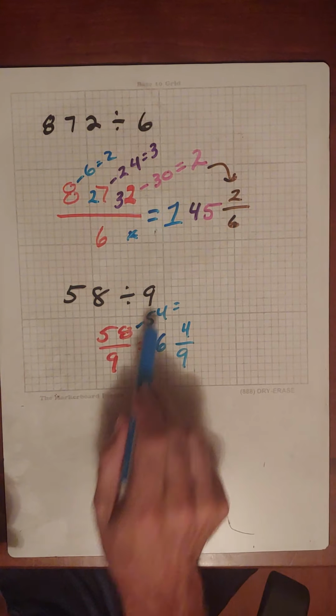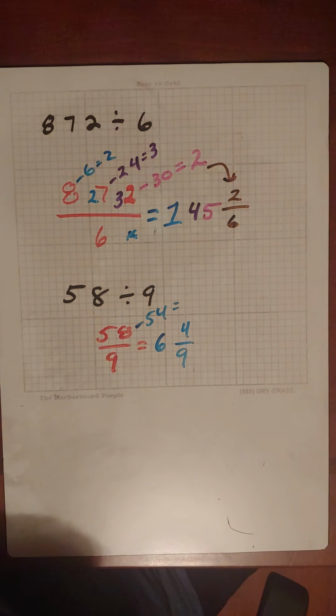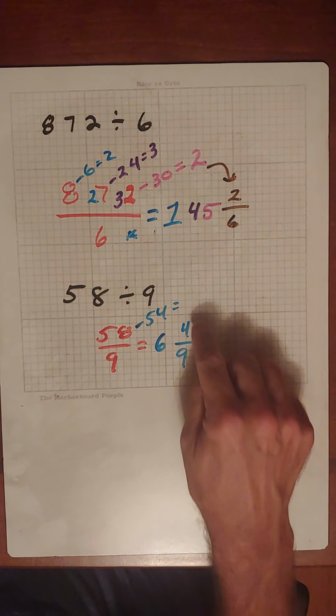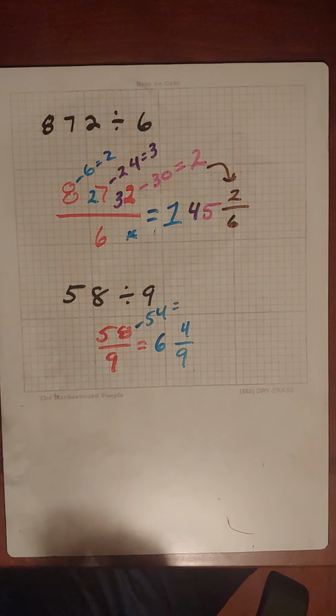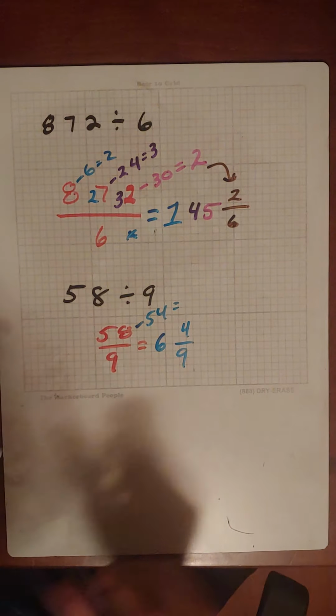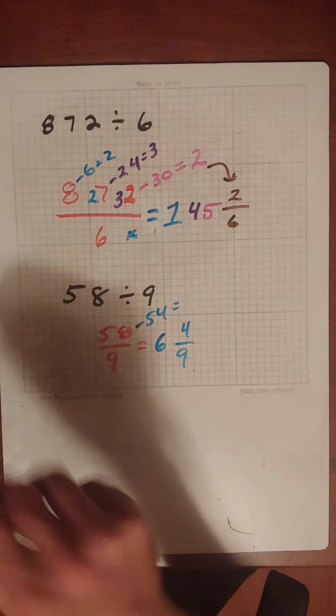And they wouldn't write any of this down. They would just look at 58 divided by 9, and you go, well, that's 9 times 6 is 54. There's 4 left over, 4 ninths, just like that. So I like to teach this upwards division. Oh, by the way, I call this upwards division. I don't know if I mentioned that.